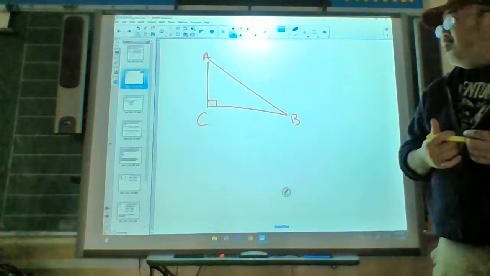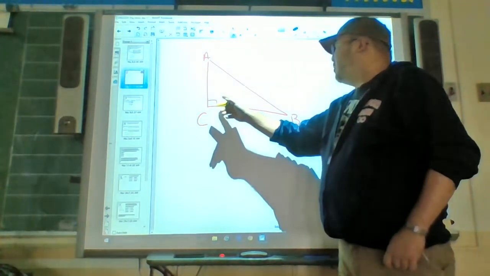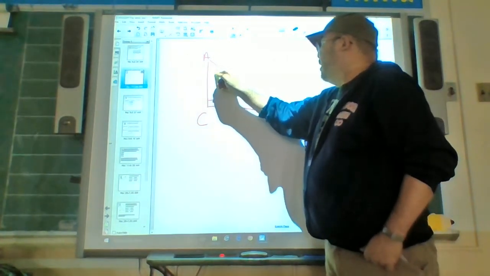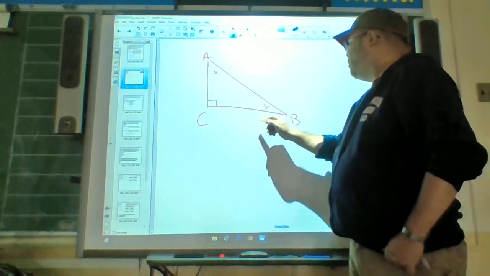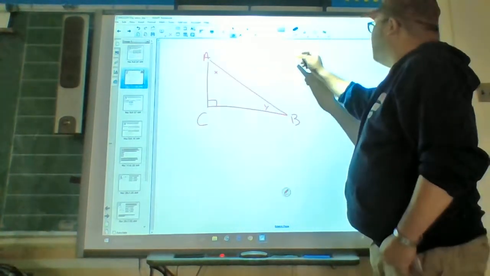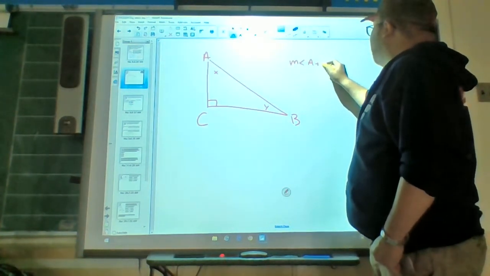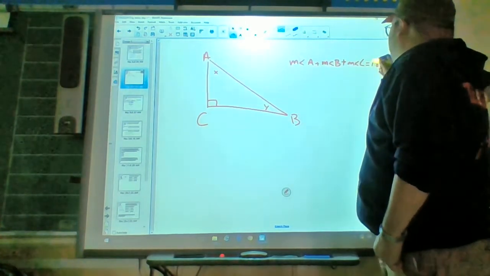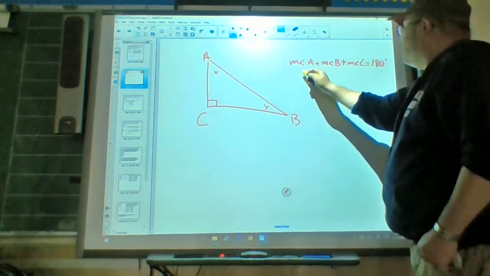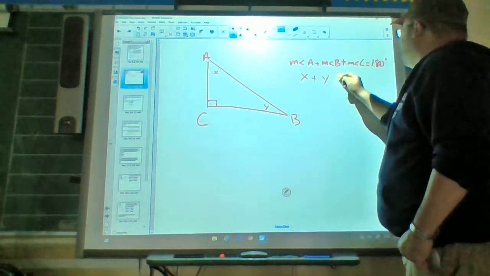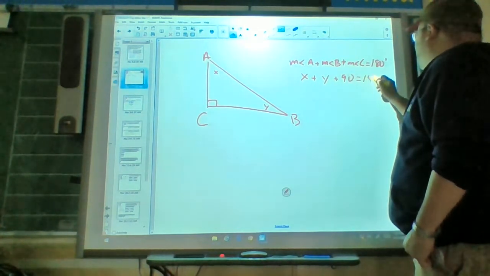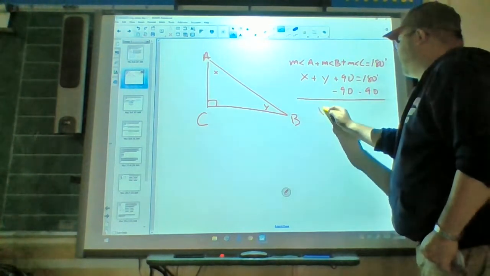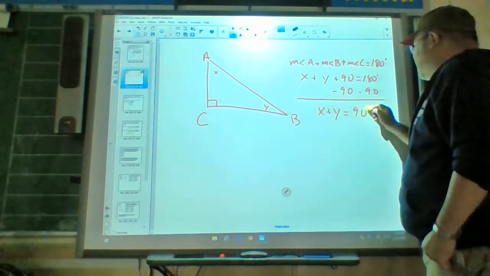Here, we don't know what the measures are. We do know this is 90 degrees. And here, for this situation, angle A, we call this, I don't know, X, and we call measure angle B, Y, and this is 90 degrees. We know the measure of angle A plus the measure of angle B plus the measure of angle C equals 180 degrees. Well, X plus Y plus 90 equals 180 degrees, which if we subtract 90 from both sides, we get X plus Y equals 90 degrees.